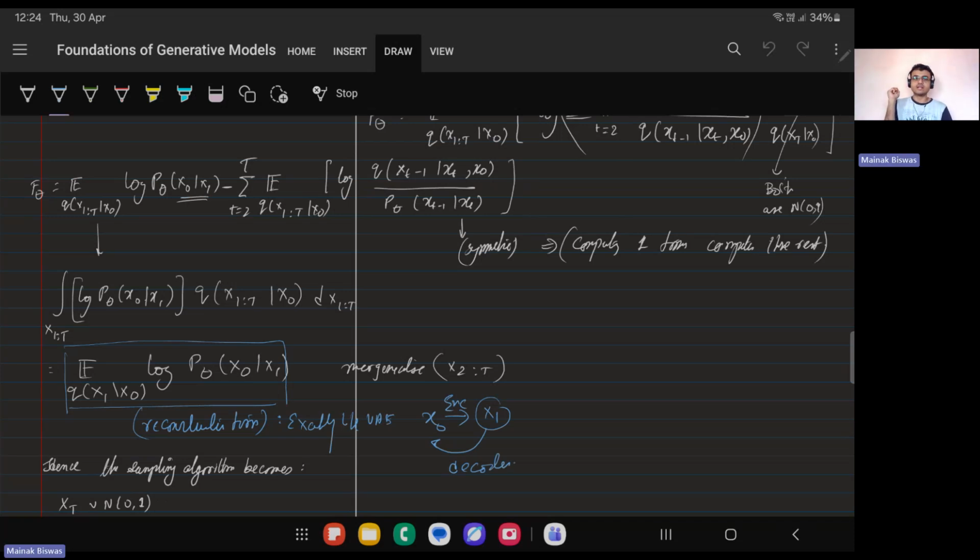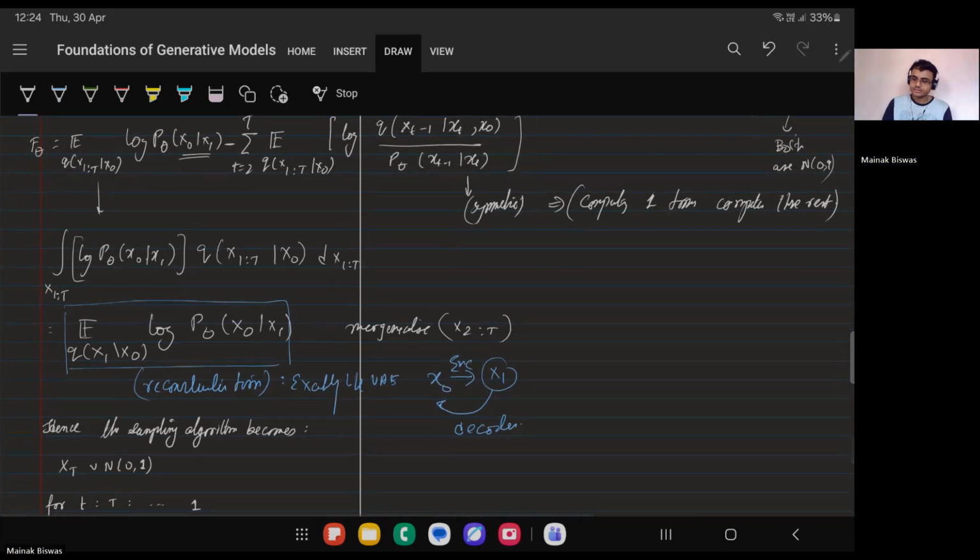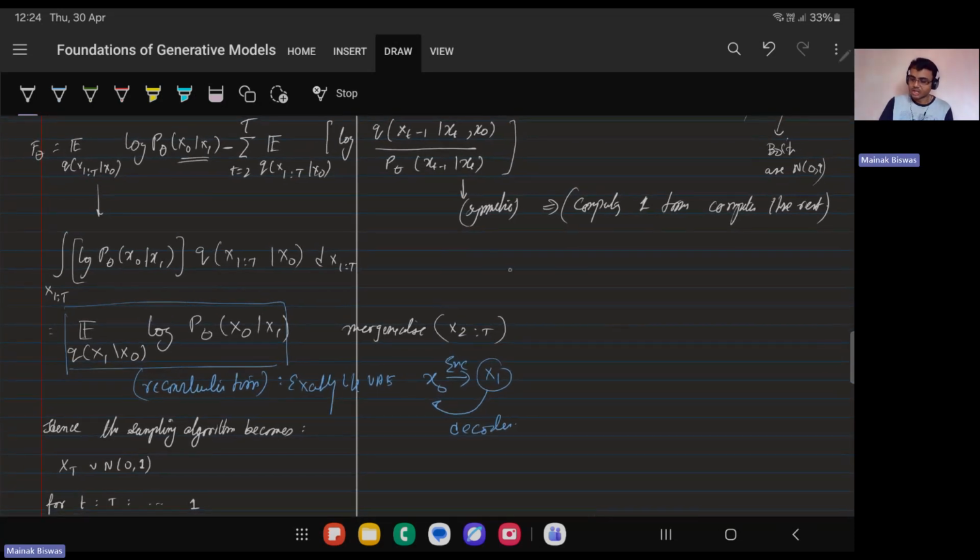So now let us look at the second term of this equation. The second term of this equation is this summation over the log, right? So what we can do is we can look at one of the terms.